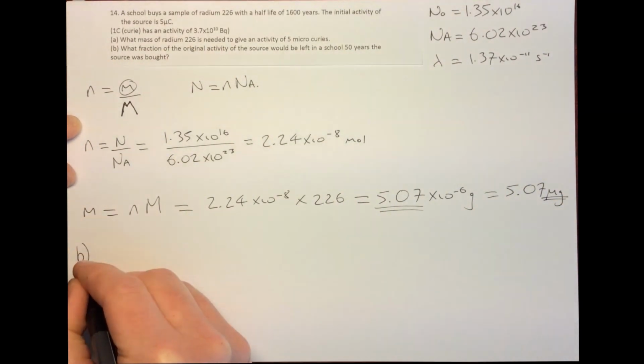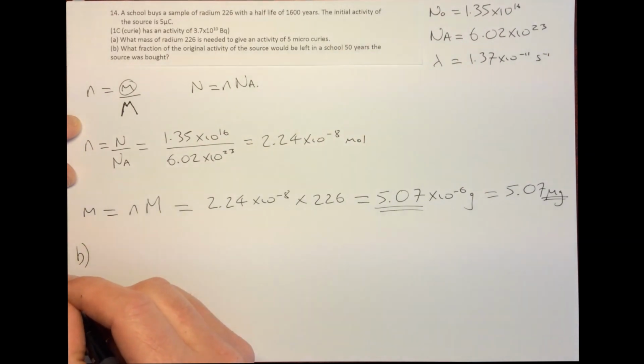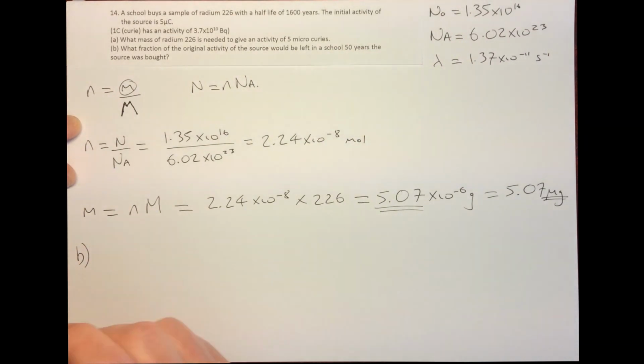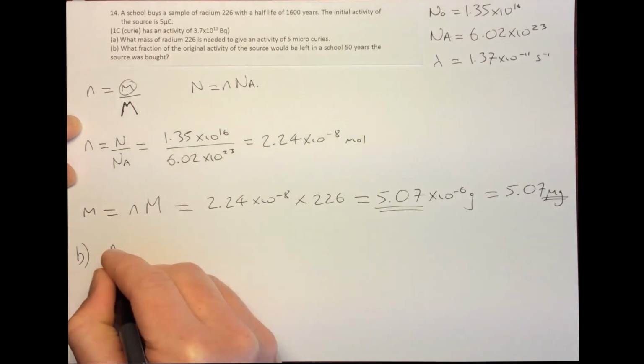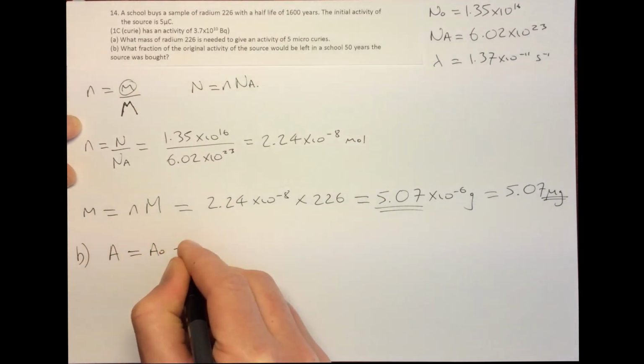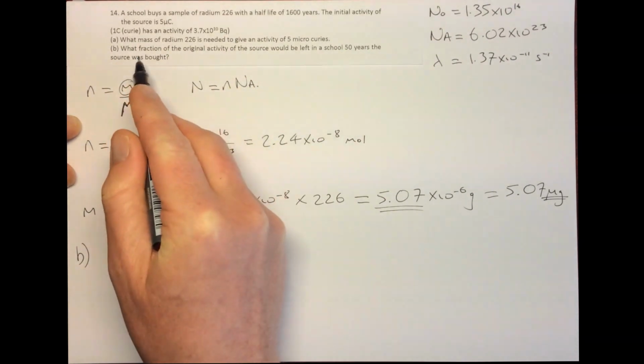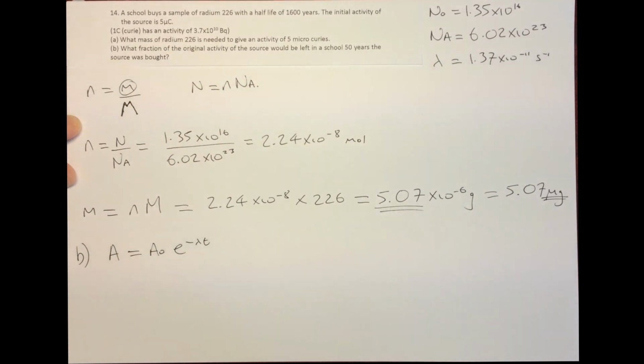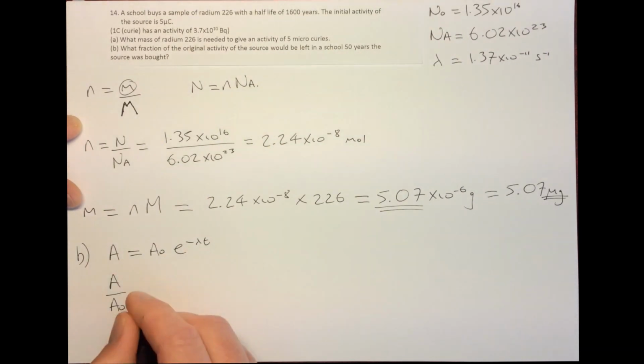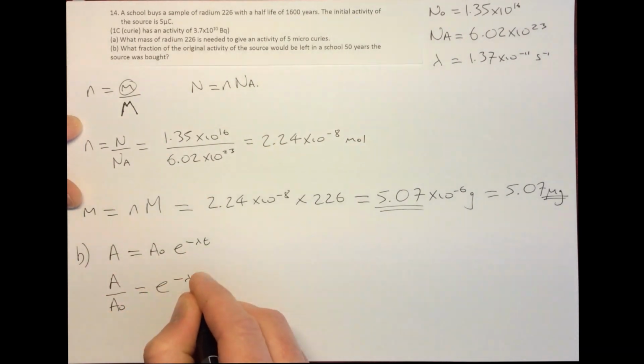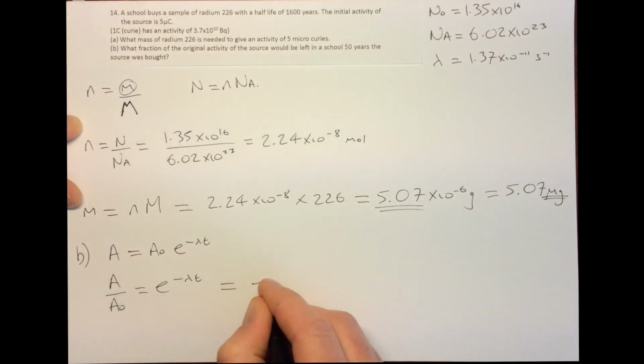Now let's do part B. For part B here, we're just going to use this equation: A equals A naught e to the minus lambda t. What it's asking is what fraction of the original activity would be left after 50 years? Now the fraction of the original activity is given by A over A naught, and that's obviously equal to e to the minus lambda t.